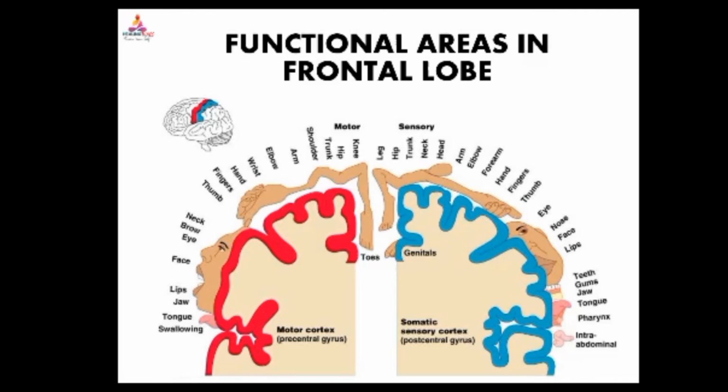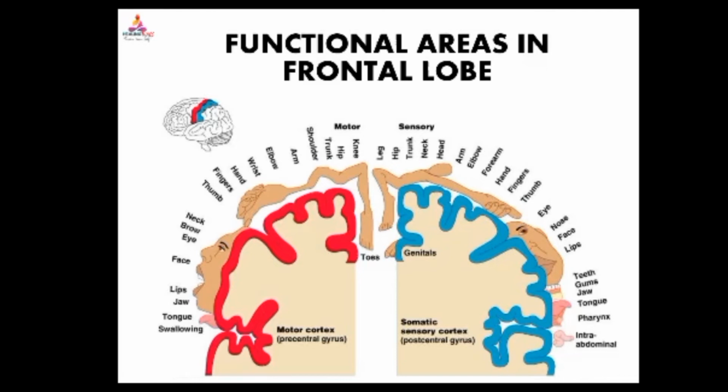The human body is represented in an upside down manner in the precentral gyrus. The pharyngeal region and tongue are represented in the lowermost part, followed by face, hand, trunk, and thigh. The legs, feet, and perineum are represented on the medial surface of the hemisphere in the paracentral lobule.